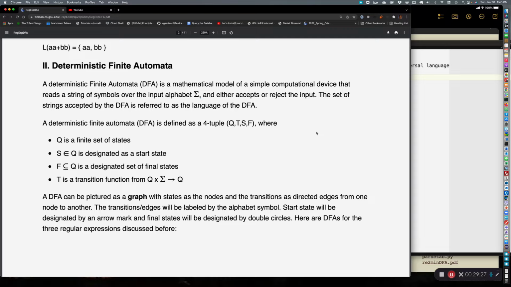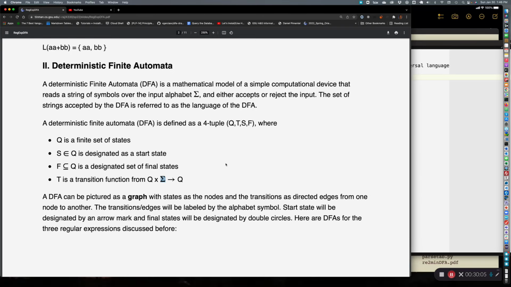Then there is an important function called the transition function. It maps Q cross sigma to Q. What this means is that it takes a state from Q and a symbol from sigma, like A or B, and maps that combination of a particular state and a particular symbol into another state. The input of this function is a pair, Q comma A, and the output is another state Q.